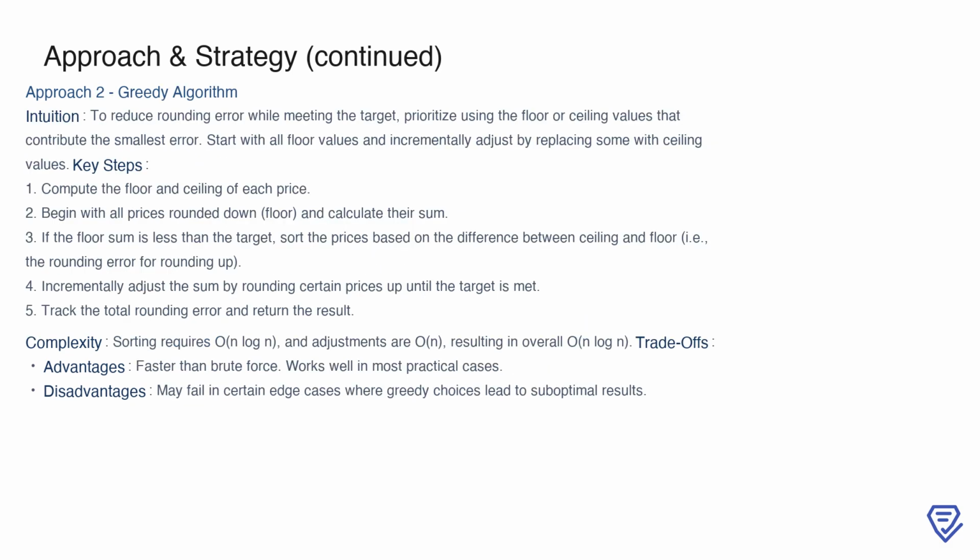Now, a more efficient alternative is the greedy algorithm. The idea here is to reduce the rounding error while ensuring the target sum is met by prioritizing the adjustments that contribute the smallest rounding error.